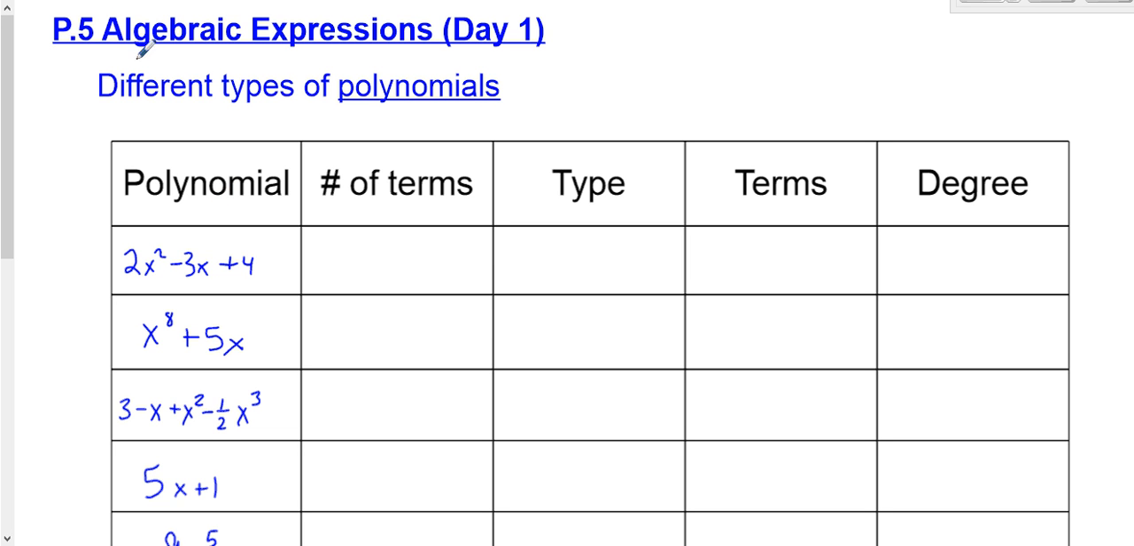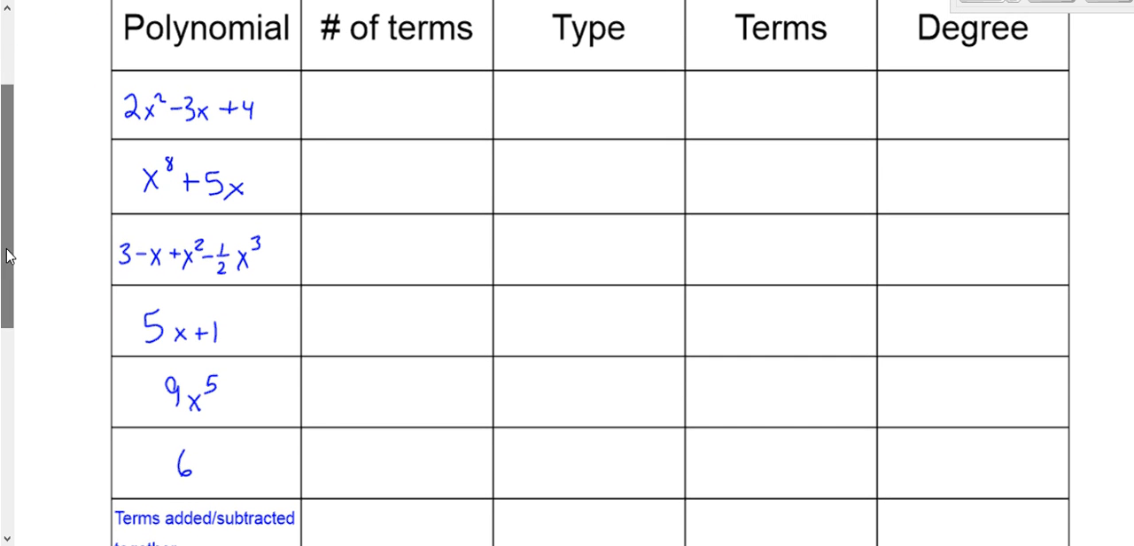This is chapter P.5, Algebraic Expressions, Day 1. First, we're going to start with talking about the different types of polynomials. You have this chart here, this table, with all sorts of types of polynomials. We have to determine the number of terms, the type of polynomial, what the terms are, and the degree of the polynomial.